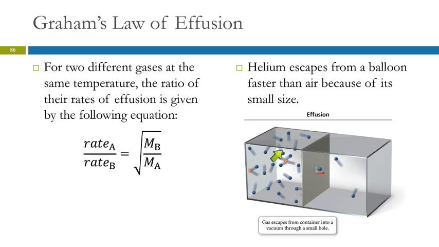Let's talk about this box first. So here we have this container. It's got a divider in the middle, and initially all the gas is on the left side. There's no gas over here, so that would be a vacuum. And there's a little pinhole.